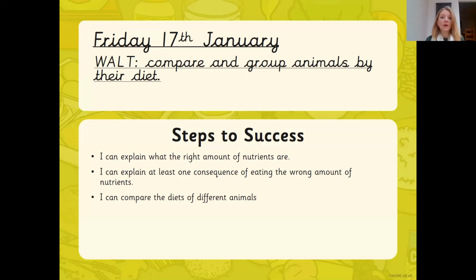We're going to recap on food groups and nutrition that is in food today, and thinking about the right amounts of nutrition and nutrients that are in food. Have a think about what happens when you eat the wrong amounts of nutrition and nutrients, and can you compare the diets of different animals today?